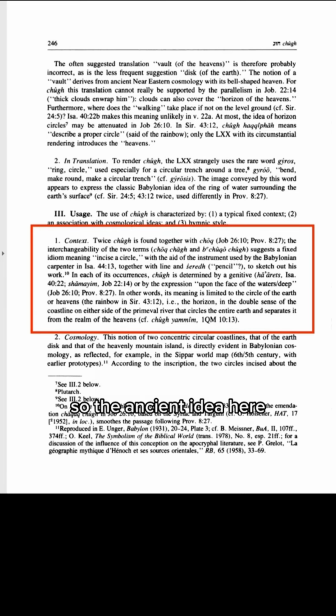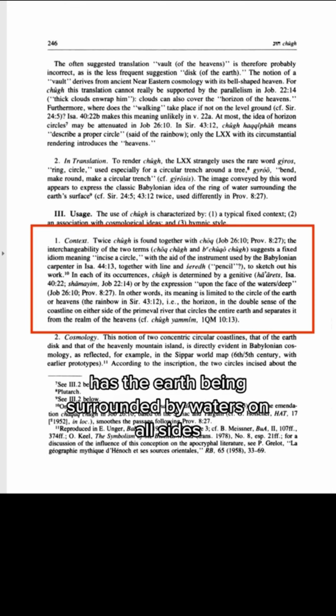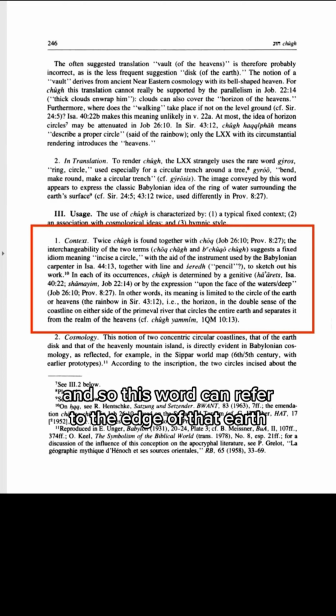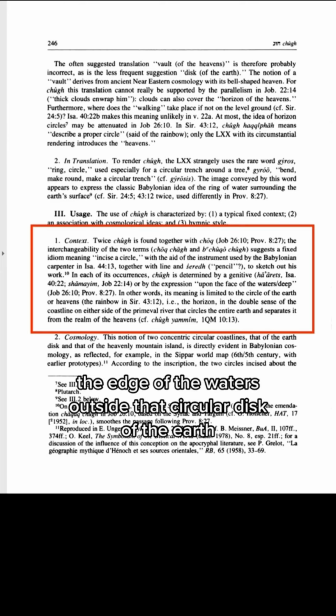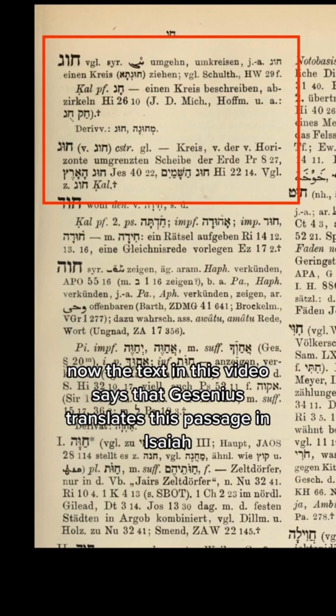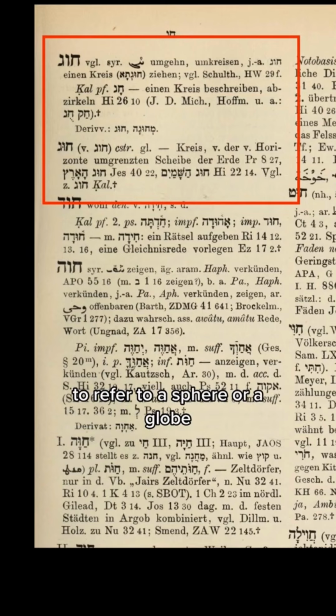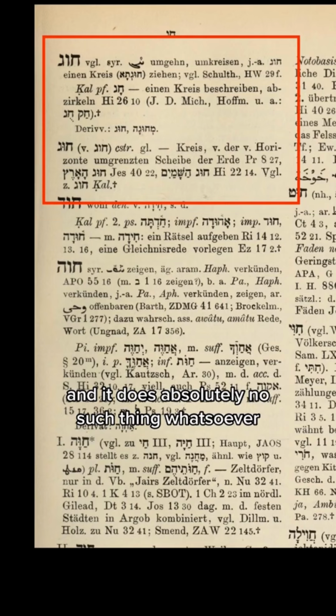So the ancient idea here, the ancient cosmology, has the earth being surrounded by waters on all sides, and so this word can refer to the edge of that earth, that circle that goes around, or the outside horizon, the edge of the waters outside that circular disk of the earth. Now, the text in this video says that Gesenius translates this passage in Isaiah to refer to a sphere or a globe, and it does absolutely no such thing whatsoever.